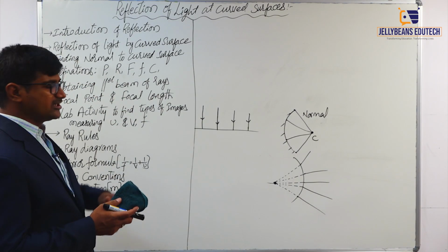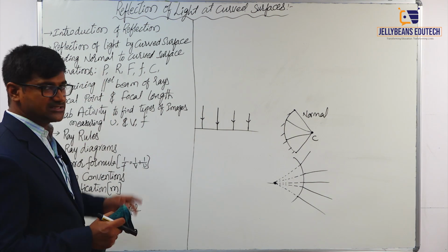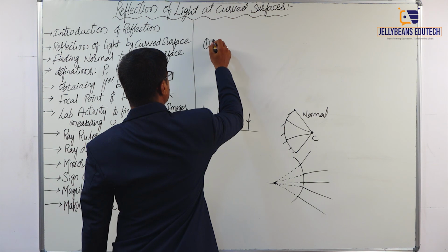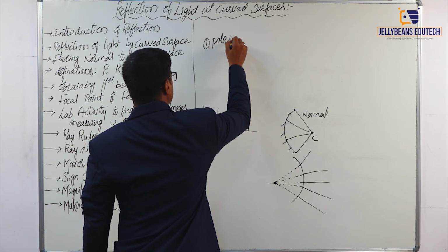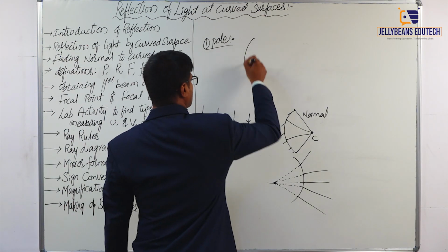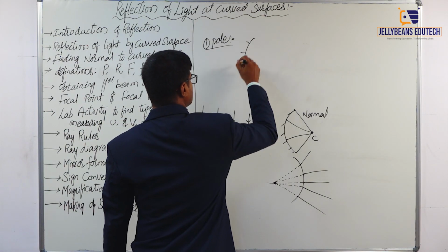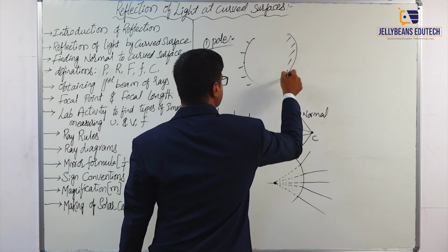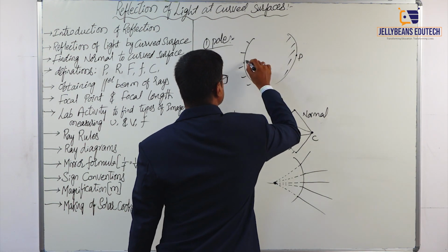Next, some important definitions. The first one is pole. Pole is the center point of a curved surface. It is the midpoint of a curved surface, denoted by P.